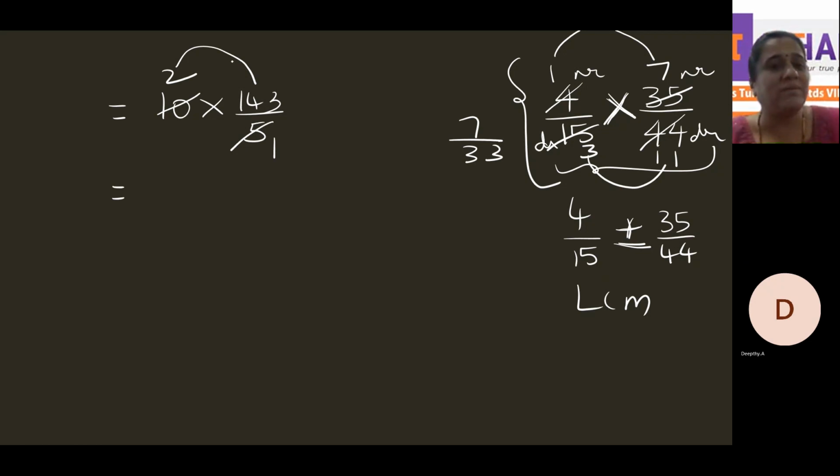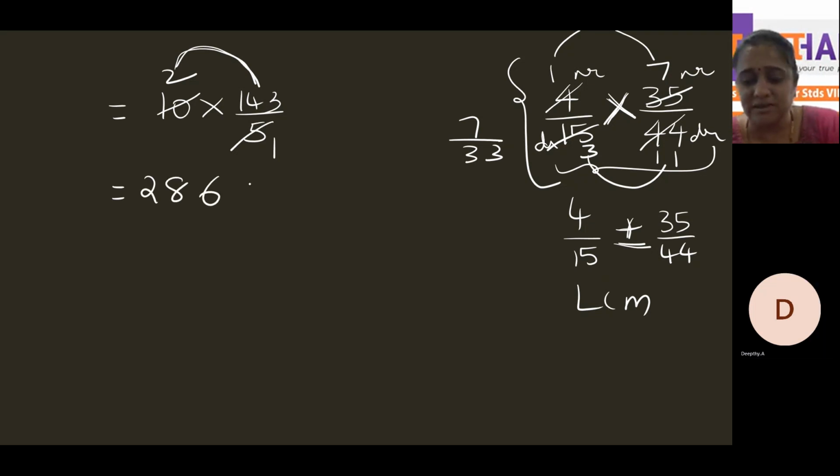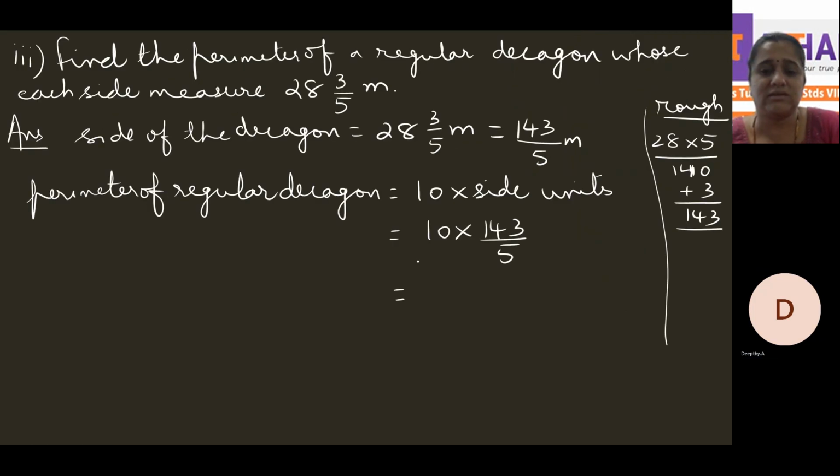Okay, so then we multiply the remaining numbers, multiply the numerators, multiply the denominators. In the denominator, we don't have anything. That means there's only 1 in the denominator. So leave it. So 2 into 143 is 286. Correct, Deepthi? Yes, ma'am. 286. So 5 ones are 5 twos are. So it is 2 into 143, which is 286.